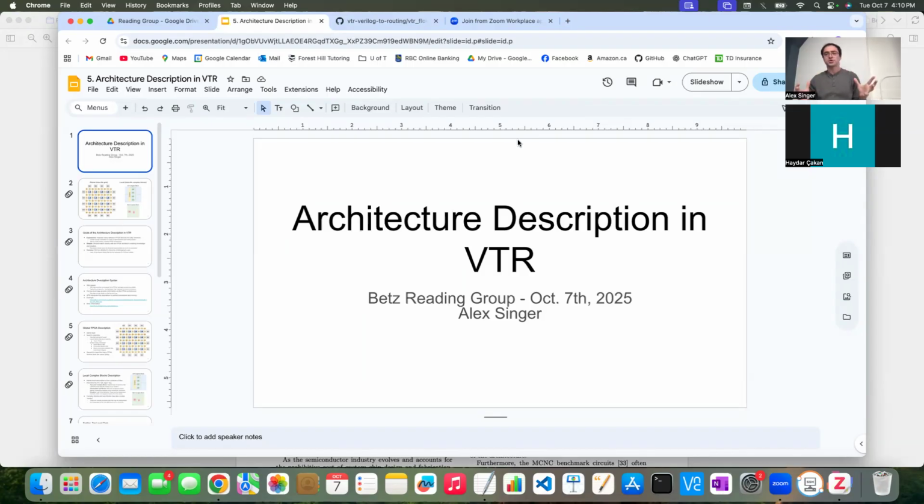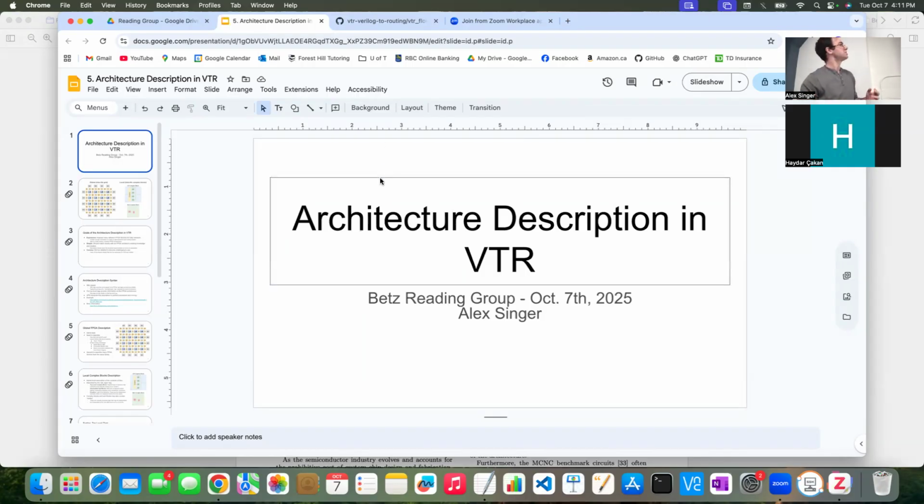This week's reading group, I wanted to talk about architecture description in VTR specifically. Architecture description is a very interesting topic because it's kind of the bread and butter of what makes VTR VTR. VTR is not just some CAD flow like Quartus or Vivado. VTR is designed to work for any FPGA, not just one particular family or one particular type.